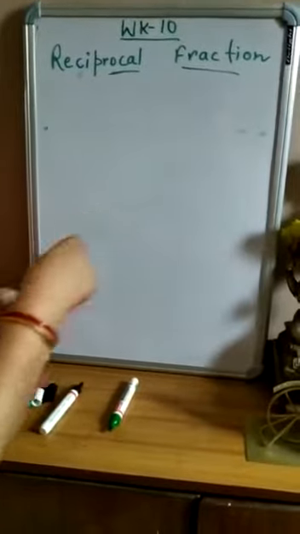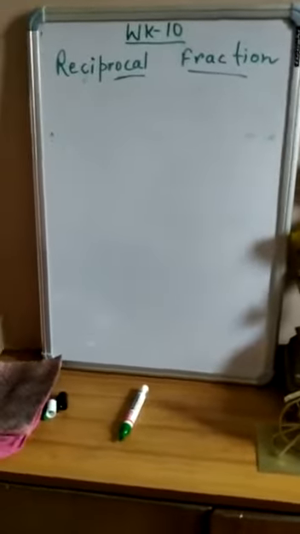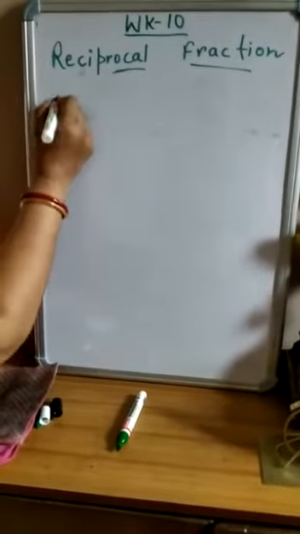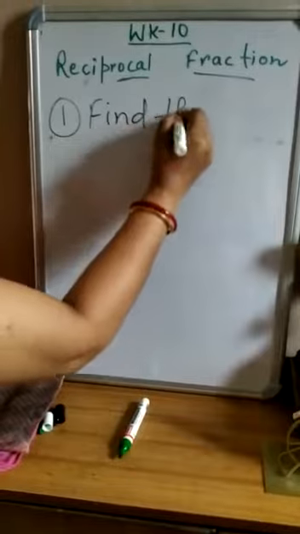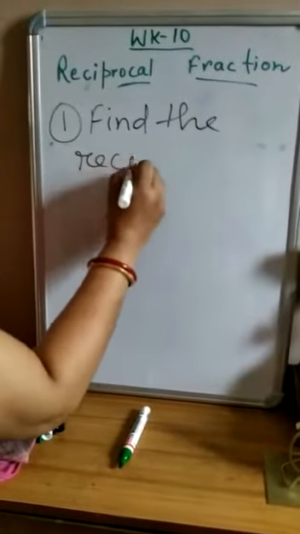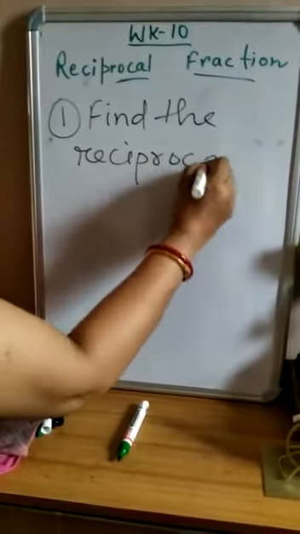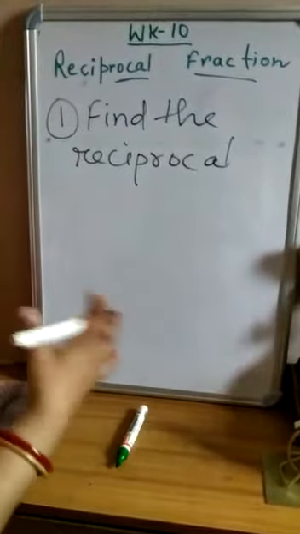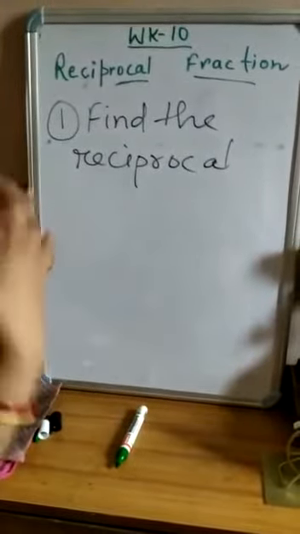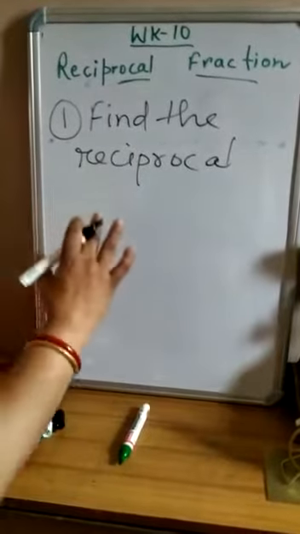Now let us take the examples. Worksheet number 10. In worksheet number 10, question number 1 is: find the reciprocal. Reciprocal means changing the position of the numerator and denominator, interchanging.